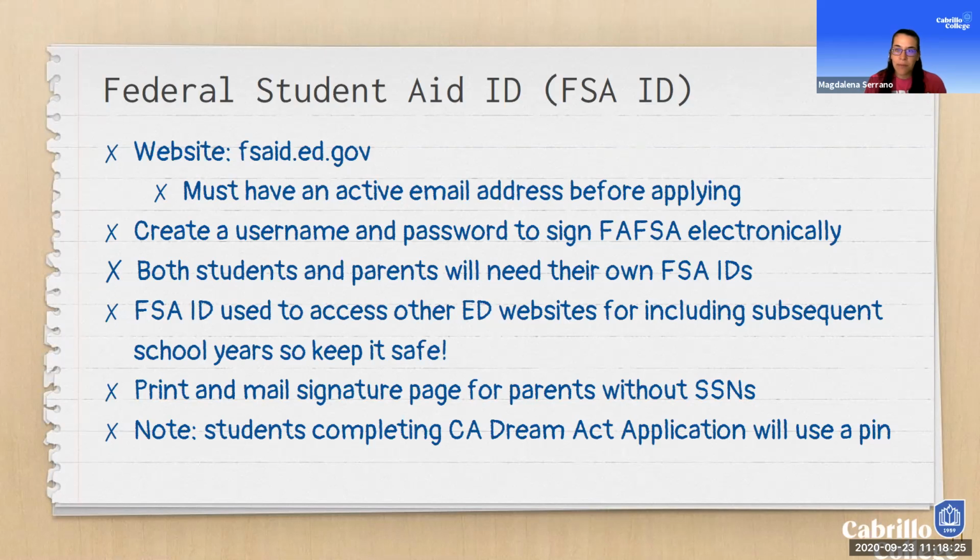An important note: if your parents do not have a valid social security number, they will not be able to create an FSA ID. Instead, you'll have to print out the signature page, and your parent will have to physically sign it, and then you send it via the mail. And that's how you'll be able to fill out your FAFSA. That FSA ID is also the same login that you'll use to enter any of the studentaid.gov pages. So if you decide to take out loans or anything like that, that's the same login that you'll be using.